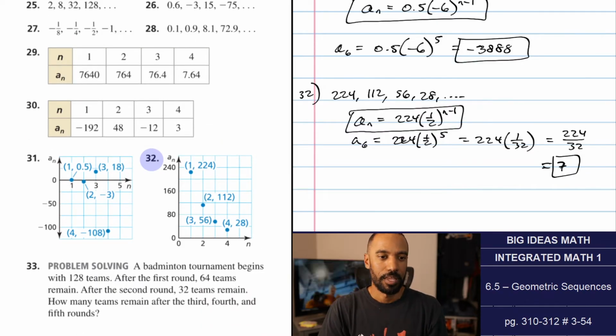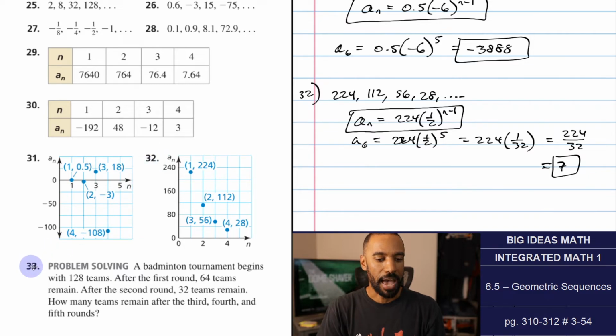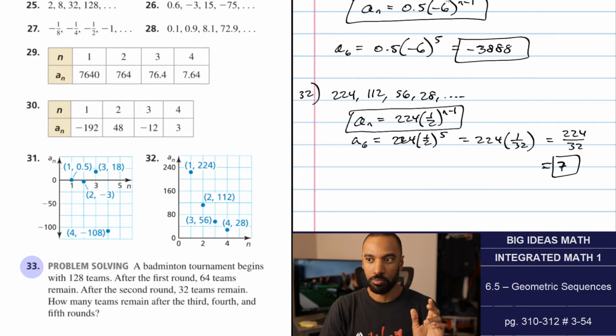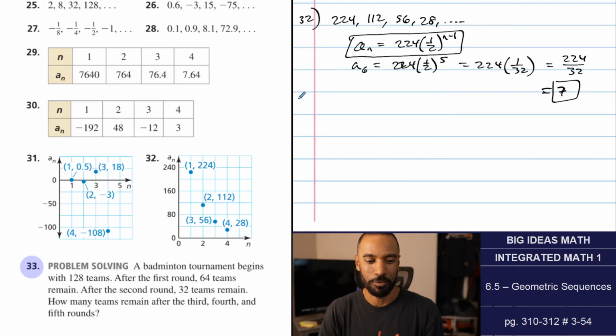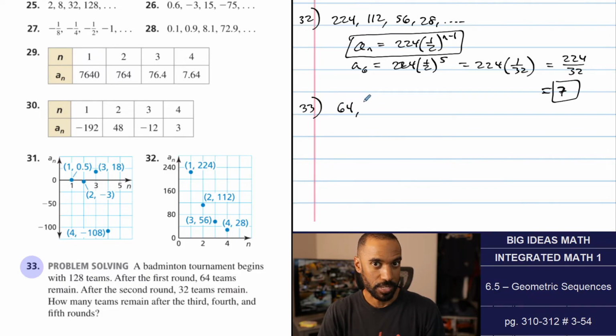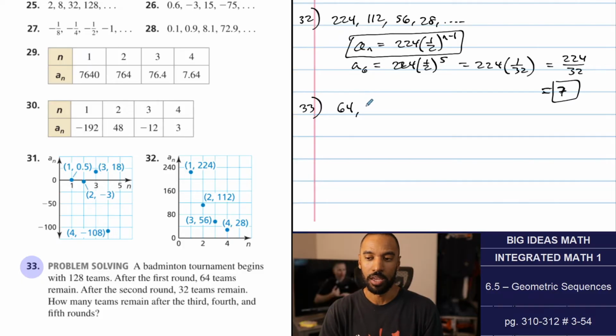Okay. Number 33 on problem solving. A badminton tournament begins with 128 teams. After the first, this looks like a question from the last section, only it's kind of in a different way. After the first round, 64 teams remain. After the second round, 32 teams remain. So we're going to do our sequence based off the number of rounds that have passed. I'm going to make 64 be the first term, because that's after the first round. I want to use it that way. First round, second round, etc.